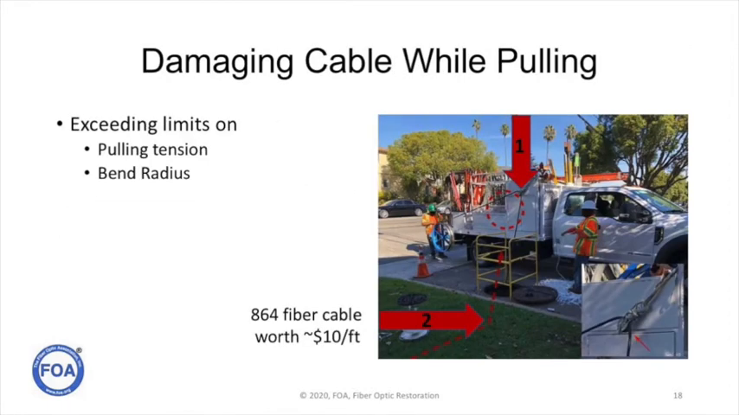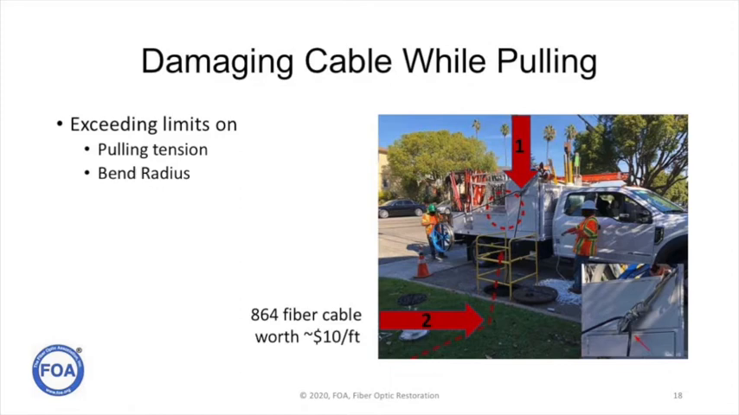These guys are installing an 864 fiber cable worth about 10 bucks a foot, long city block in Santa Monica, California, pulling it through conduit. They're pulling this cable over a pulley, noted by arrow number one, that's about the right size for rope. It's about 5 inches in diameter. It needs to be about 2 feet in diameter or more, because that exceeds the bend radius of the fiber and is probably damaging both the fiber and the construction of the cable.